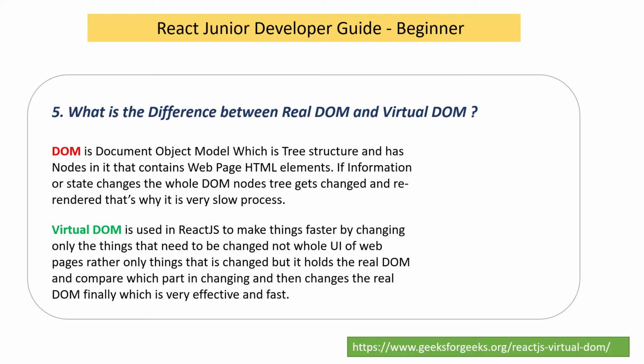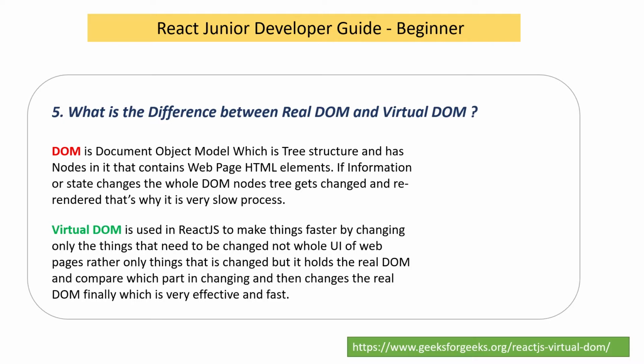If I change the simplest thing in the DOM, like a simple h2 tag, and change this state, then it will render every single piece of the full website, and that slows everything down, which is not right. So the virtual DOM was introduced in React.js to make things faster, by changing only the things that need to be changed.